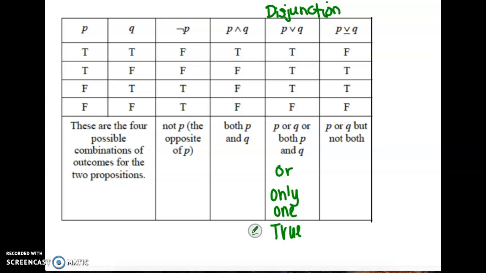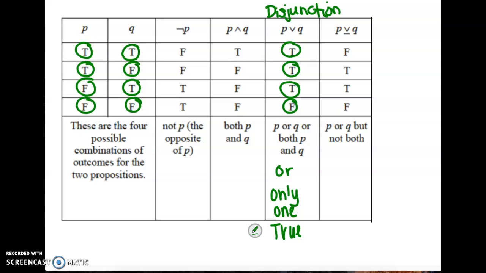All right, so here we go. First row, proposition P is true. Proposition Q is true. You only need one of them, so that disjunction is true. Next row, this is true, this is false. You only need one, so the disjunction is true. Third row, one of them is true, so that's true. Last one, both are false, so your final answer is also false.